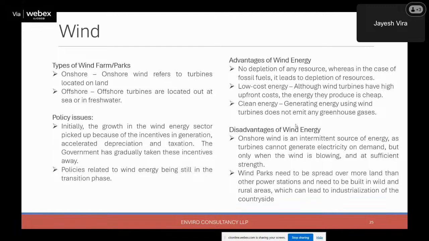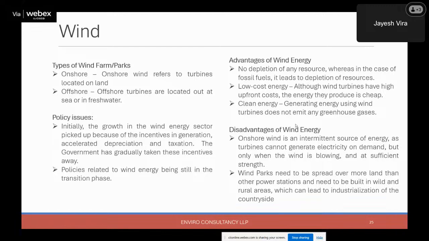Initially, the growth of wind was very high because there were a lot of innovations, incentives, and government policies which were pushing the growth of wind power. But now gradually the government has taken off those incentives and subsidies, due to which the production has slightly decreased over the last couple of years. However, new policies are being developed, and hopefully this will again pick up soon.